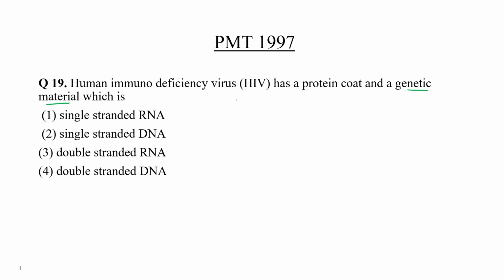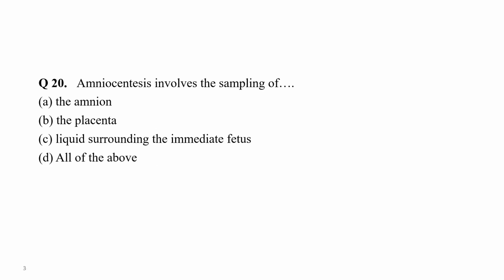So HIV virus is a kind of retrovirus. Retrovirus means an RNA containing virus, so it has RNA as a genetic material. But is it single stranded or double stranded? Two copies of single stranded RNA. Okay, so as a genetic material, this HIV virus has single stranded RNA. Two copies of single stranded RNA. So choice number 1 would be the correct answer.